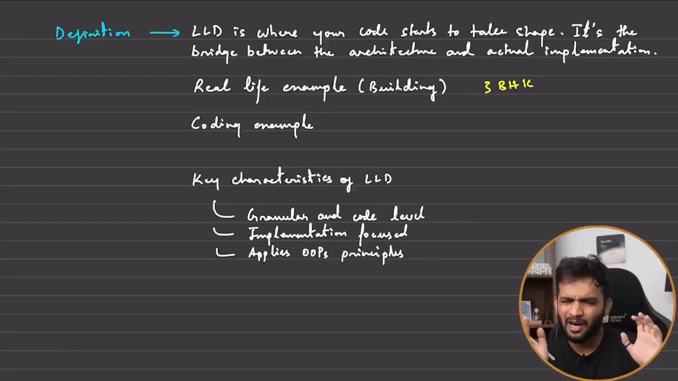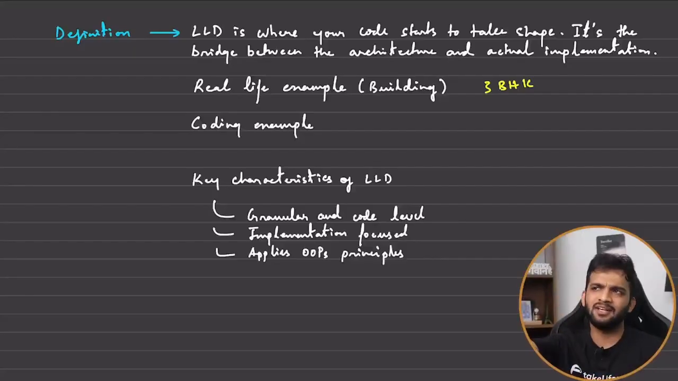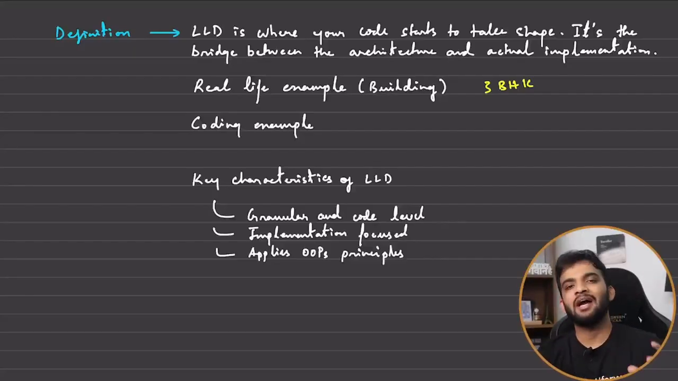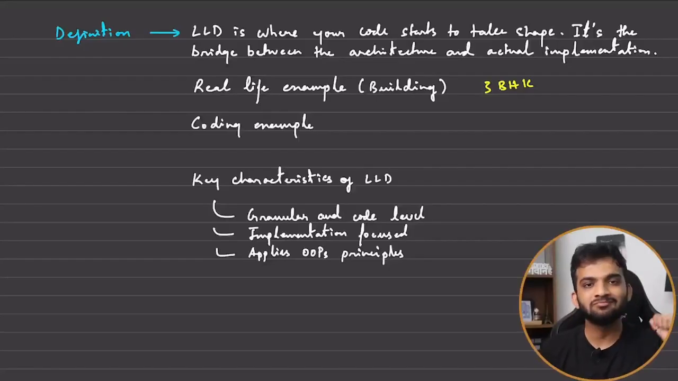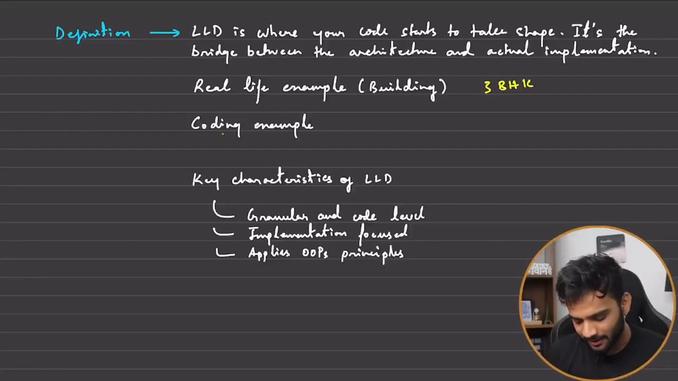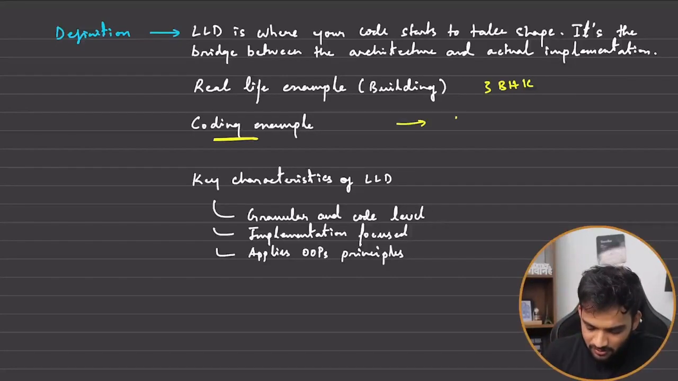Again, it's part of system design. System design can be classified into high-level design. High-level design is 3 BHK, and low-level design is, okay, a bed, a TV, you get it, correct? Perfect. So we know about a real life example as well. Can I get a coding example? Obviously, you can. As I said, authentication.